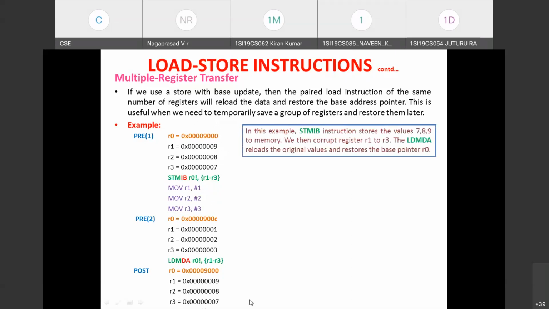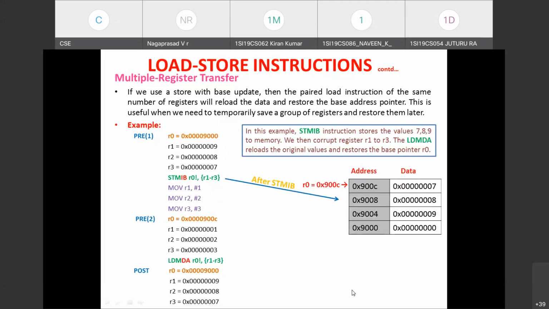Okay. So that you can see here in this memory map. After STMIB instruction is executed, R0 content is having 900C, and this is what the operation performed. 9000H is the address that is initially held in R0 register. Since it is increment before, what will increment before addressing mode do? R0 pointer will be first incremented. 9004 will be the address, and at this address R1 register content is saved. Correct? Increment before, the data will be written from lower register to higher register.